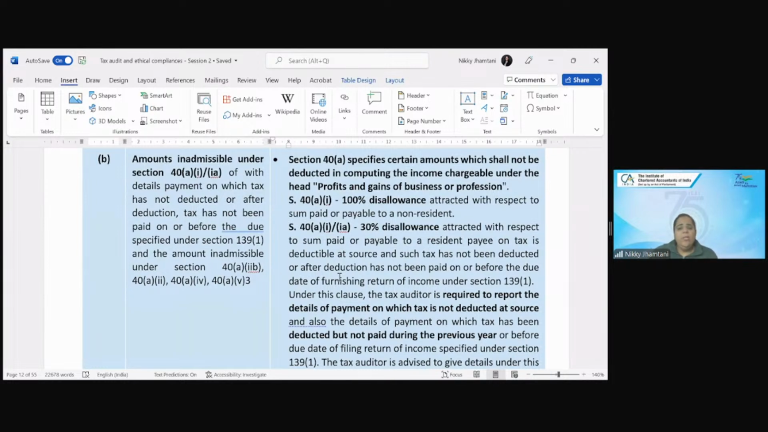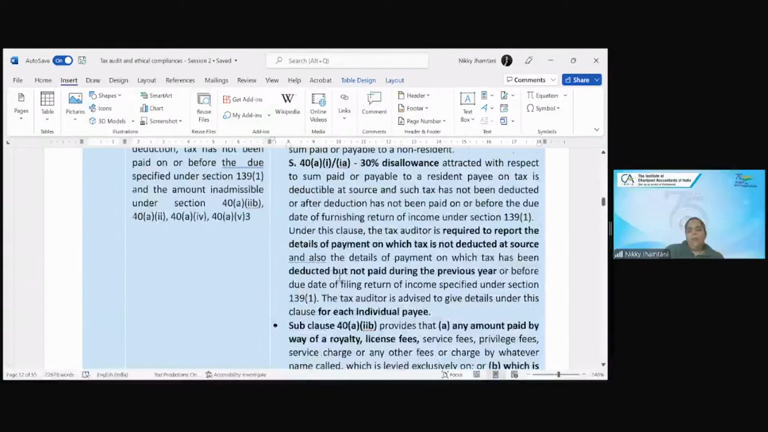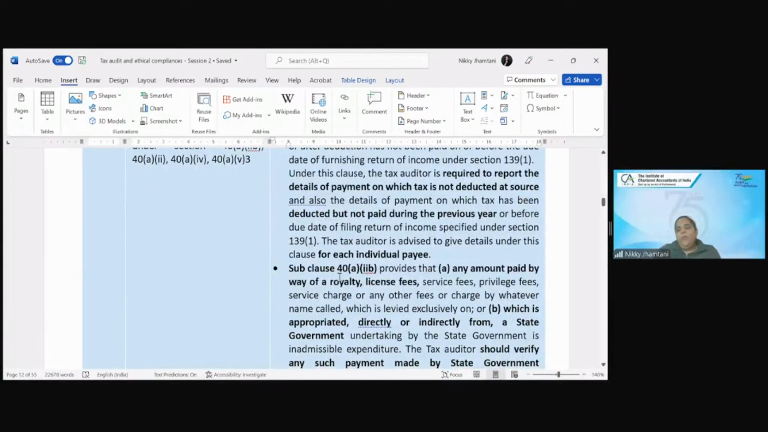Under this clause, the tax auditor is required to report the details of payments on which tax is not deducted at source, and also the details of payment on which tax has been deducted but not paid during the previous year before the due date of filing the return of income under 139(1). The tax auditor is advised to give details under this clause for each individual payee.